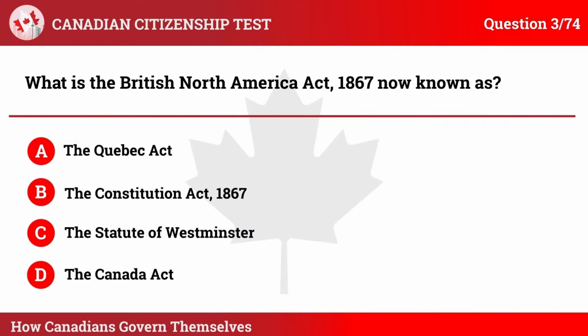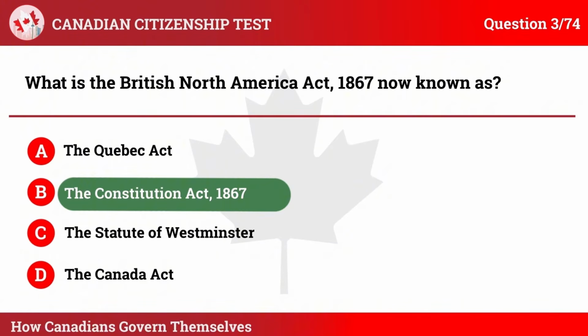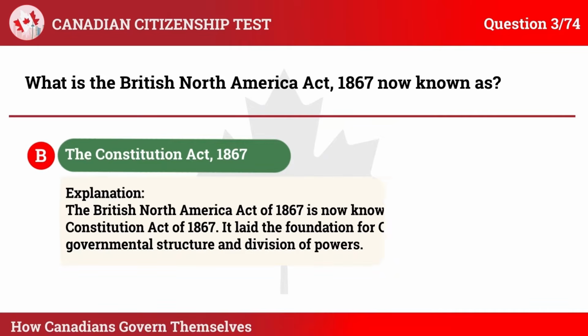The correct answer is B. The Constitution Act, 1867. Explanation: the British North America Act of 1867 is now known as the Constitution Act of 1867. It laid the foundation for Canada's governmental structure and division of powers.